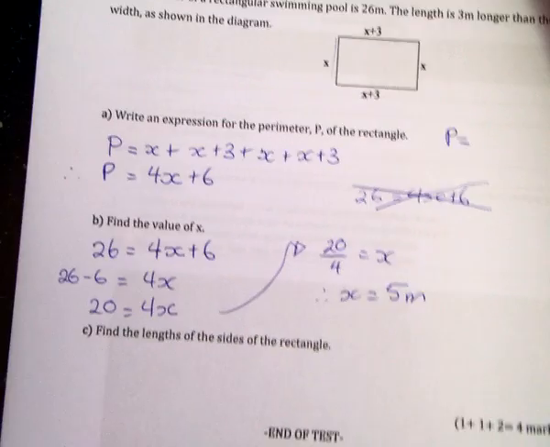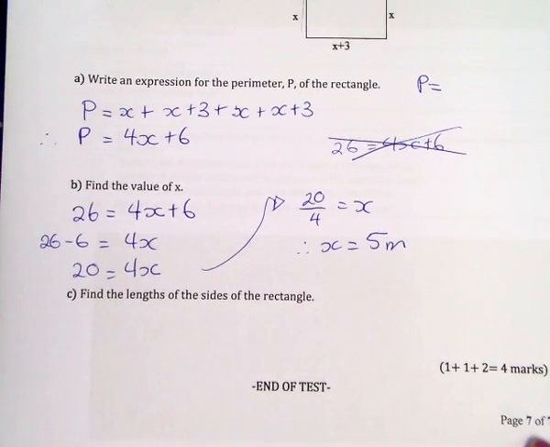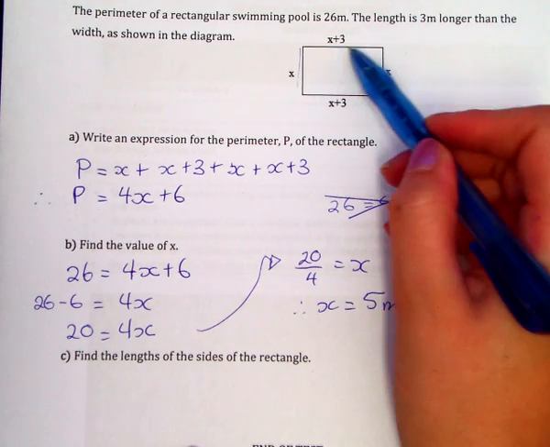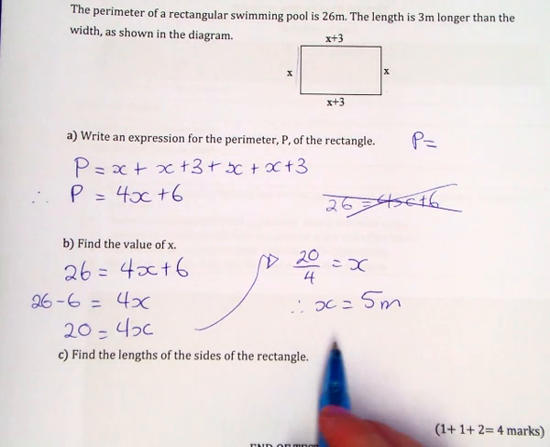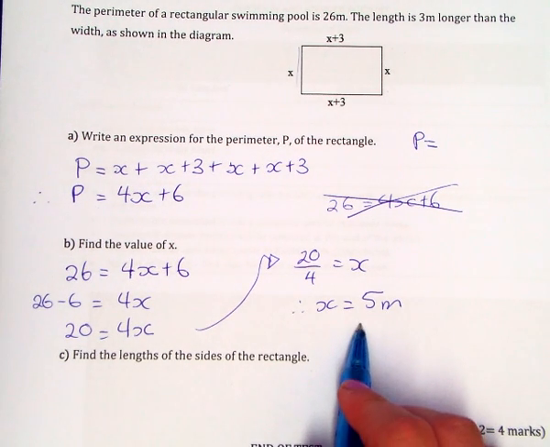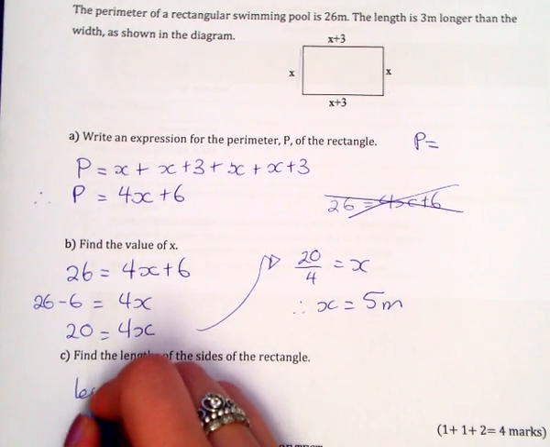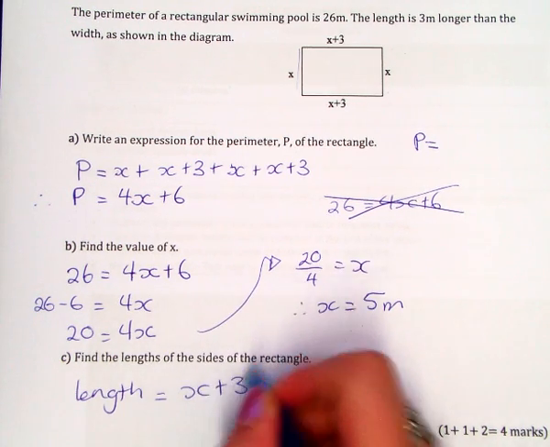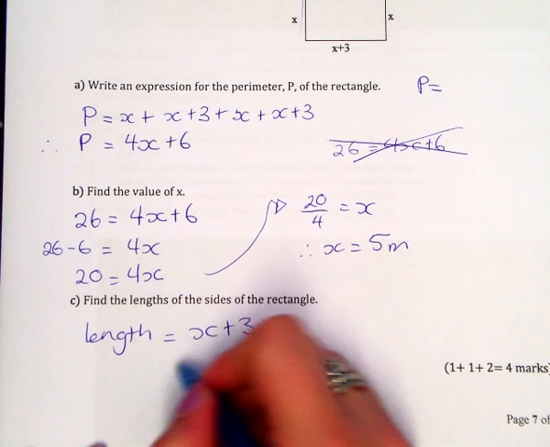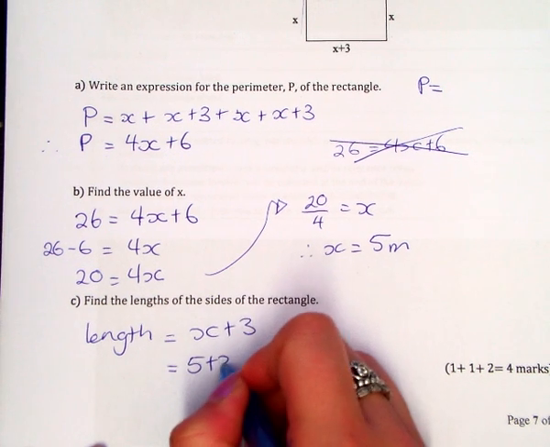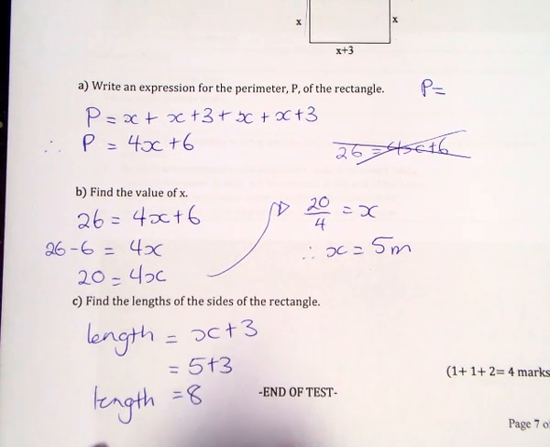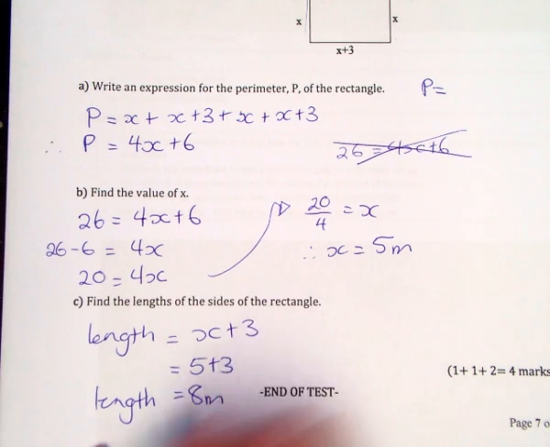Part C says, find the length of the side of the rectangle. Okay, we've got this information up here that this length is x and this length is x plus 3. We've now found that x equals 5. So our lengths are equal to x plus 3. So therefore we're going to have 5 plus 3, which equals 8 as our length. And that is in metres.